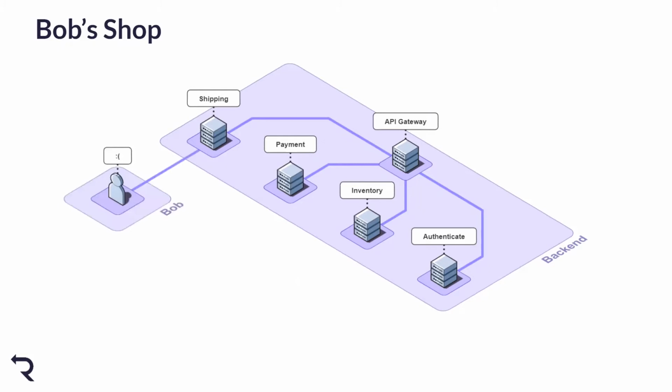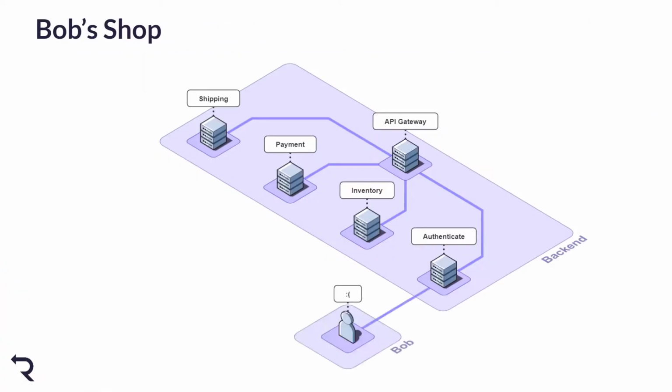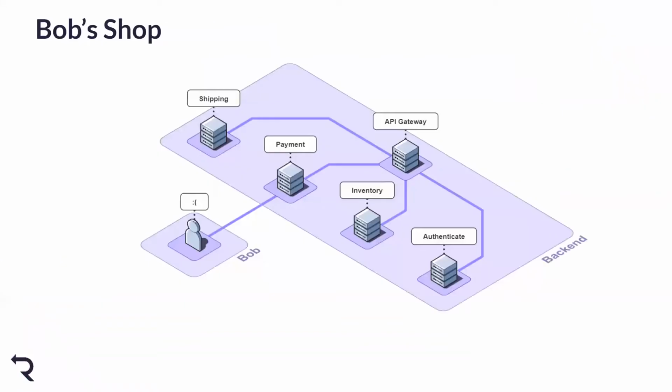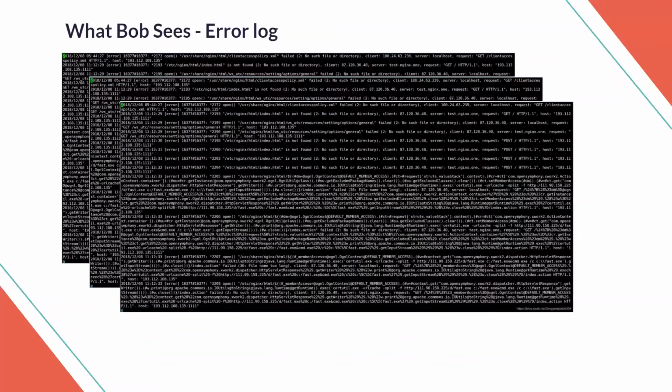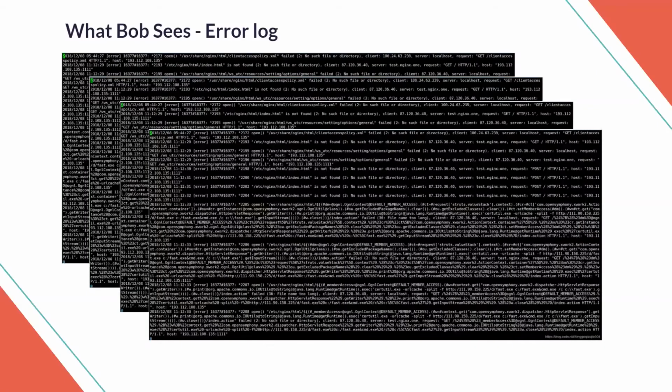Well, first, he has to check each of his services. He might check the shipping service, check the logs. Now, these are not easy to read, and their quality is entirely determined by the person who set them up. So if Bob can't find an answer, he's not certain that there isn't an answer there. He just doesn't know. And so he checks the next service, authenticate, checks the logs, still no answer. The payment service, no. The inventory service, maybe, but there's no confirmation.